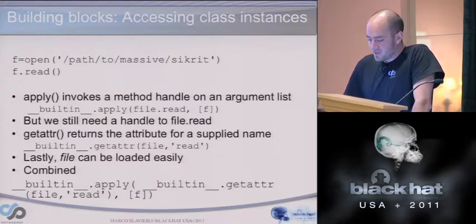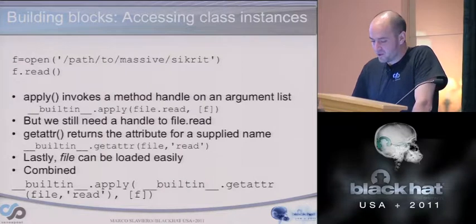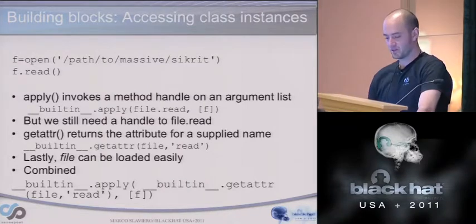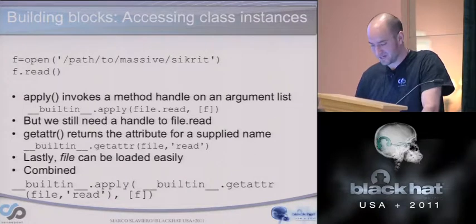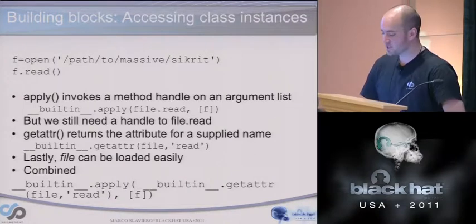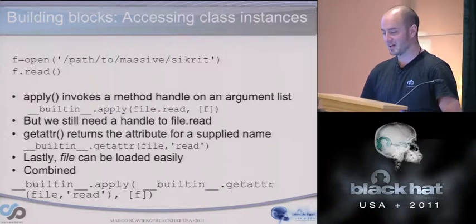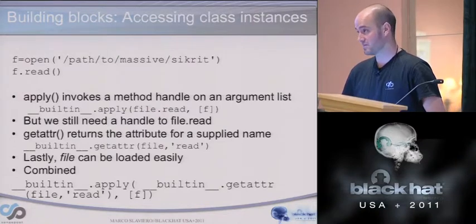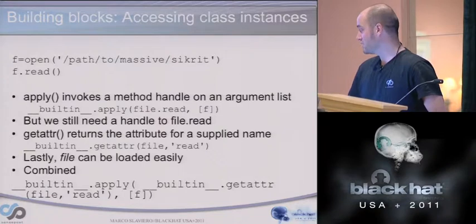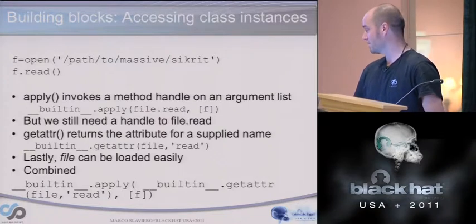Then the next step is to basically call f.read. I don't want to go through it here. My time, I see, is going to be tight already. But essentially, we rely on Python built-ins. We rely on a sequence of apply, get attribute, and a reference to the class. And using that, we can simulate calling f.read.